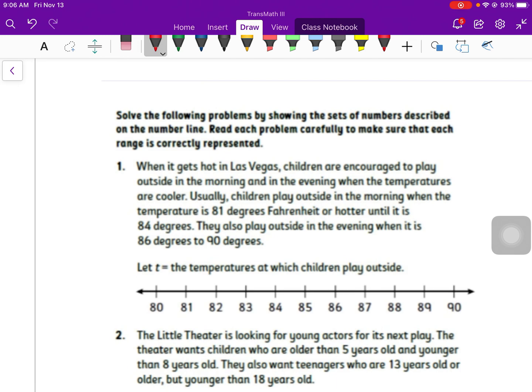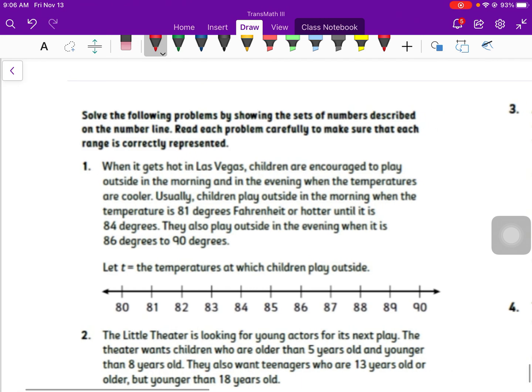So number 1 says, when it gets hot in Las Vegas, children are encouraged to play outside in the morning and in the evening when the temperatures are cooler. Usually children play outside in the morning when the temperature is 81 degrees Fahrenheit or hotter until it's 84 degrees. They also play outside in the evening when it's 86 degrees to 90 degrees. So I have 2 different times of day. I'm talking about T for temperature, when they're going to be outside.